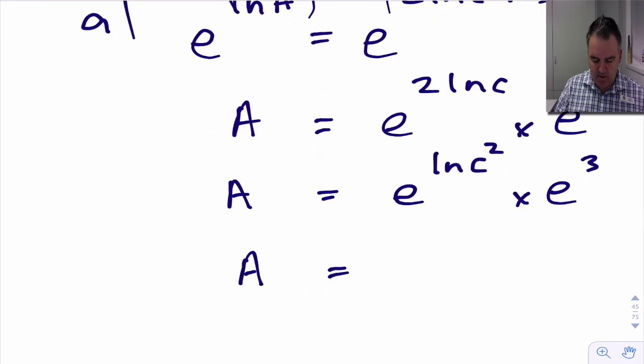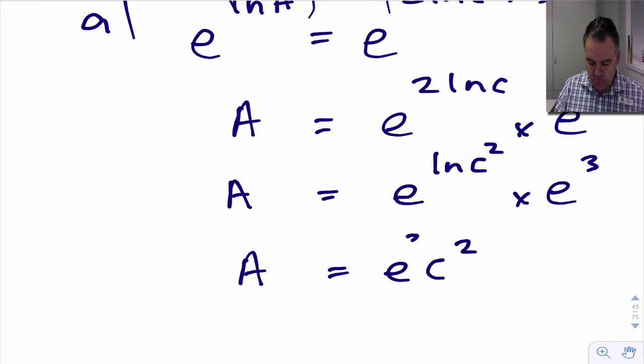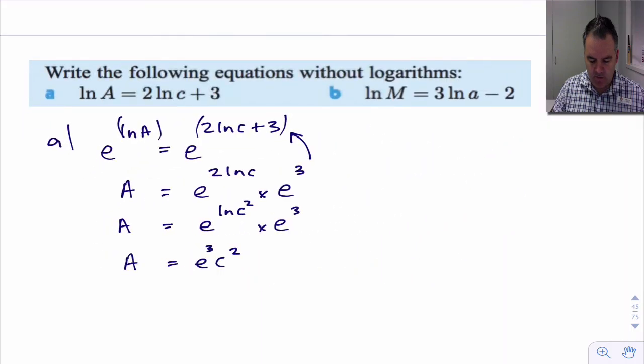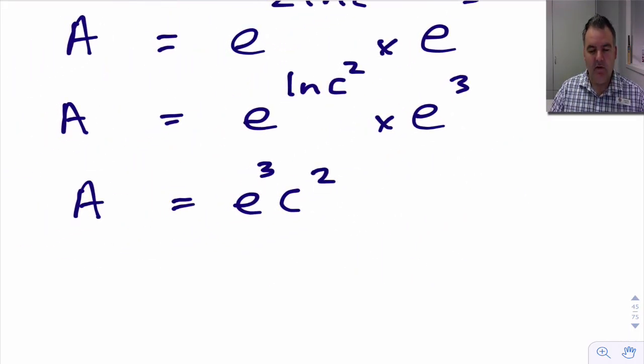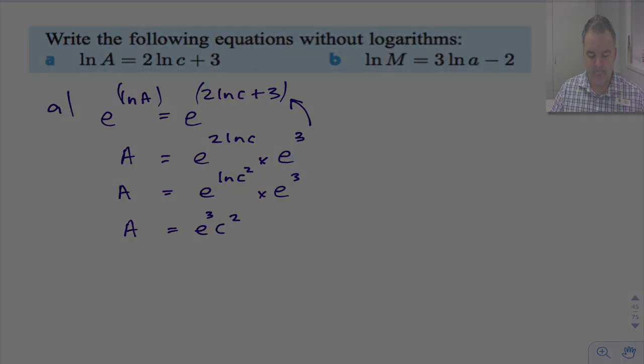And now I can see that e and ln undo each other. So this is just c squared and this is times e cubed. So there we go. We've written that following equation now without any logarithms. a is e cubed times c squared.